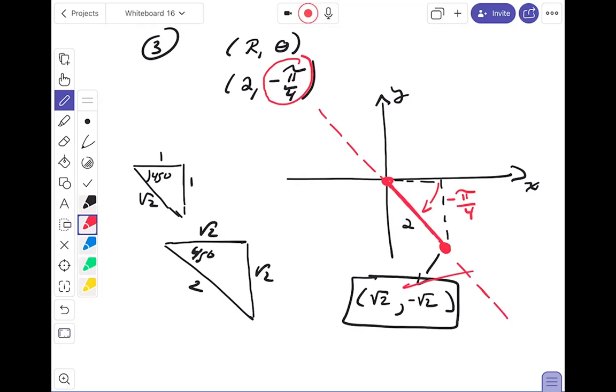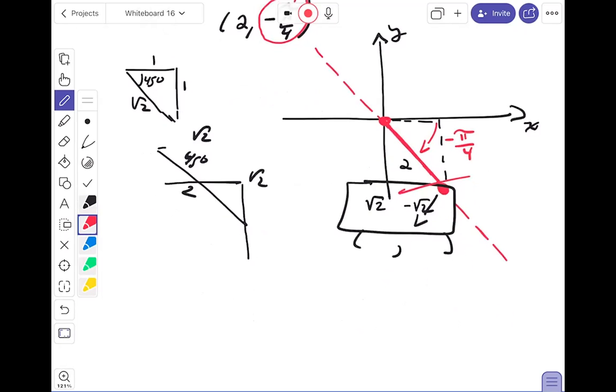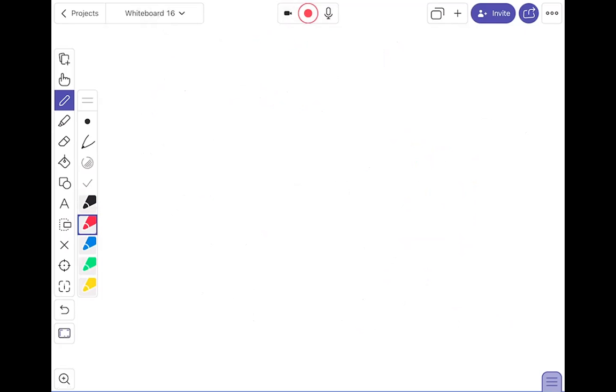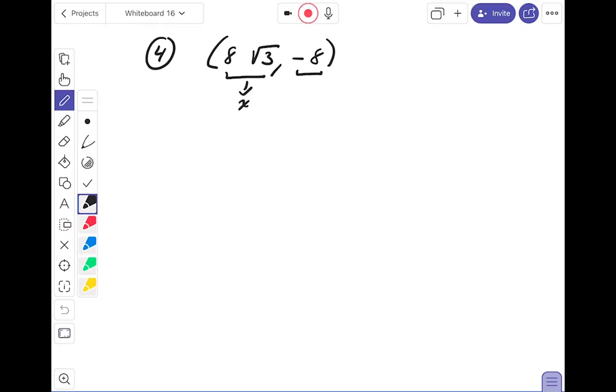The next one looks pretty interesting. I'll put number 4 down. And number 4, where they give me, they say plot the given point in rectangular coordinates. Find 2 sets of polar coordinates. Oh, so this is a rectangular coordinate. So I'll write this one. It's 8 root 3, comma, minus 8. What does that mean? It's rectangular. This is the x, and this is the y. All right, plot it. Well, it doesn't look too bad.